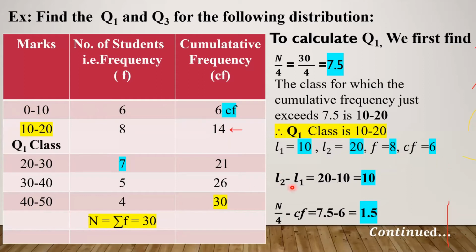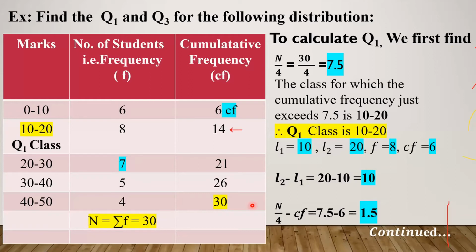L2 minus L1, that also we need in the formula. So I have calculated here itself. What is L2 minus L1? It is also the width of the Q1 class. So L2 is 20, L1 is 10. So 20 minus 10, that is 10. You can see that width of this class or length of this class, upper boundary minus lower boundary, that is 10.